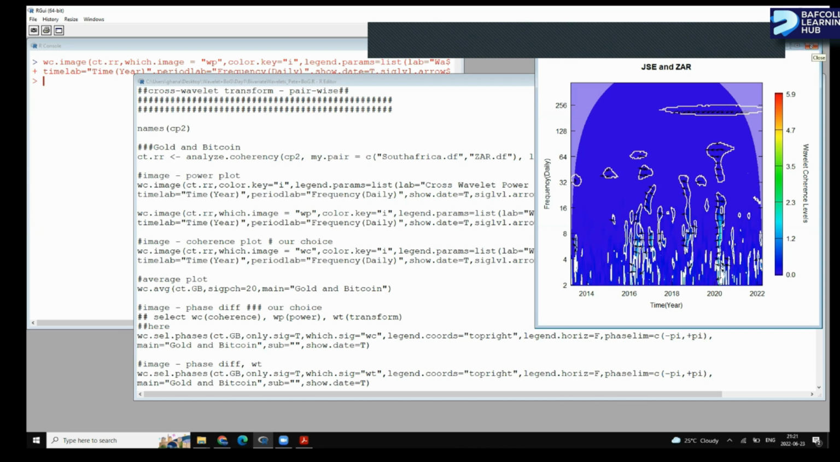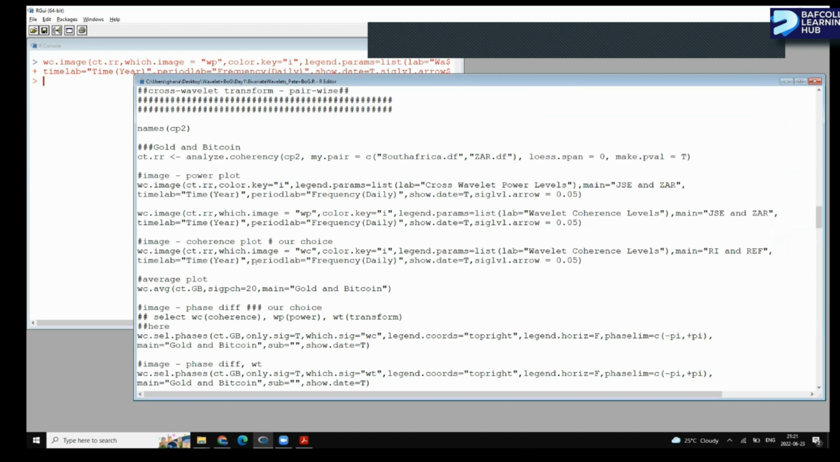And if you follow, you see that when you read papers, nobody presents this. Have you seen the papers? They never present this one because, in the literature, we don't need this for the purposes of our study. The one we need is the coherence. I've written here our choice. So which image? WC, wavelet coherence. That's the one we want.